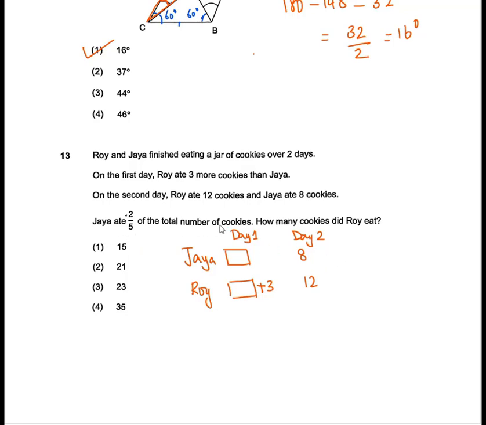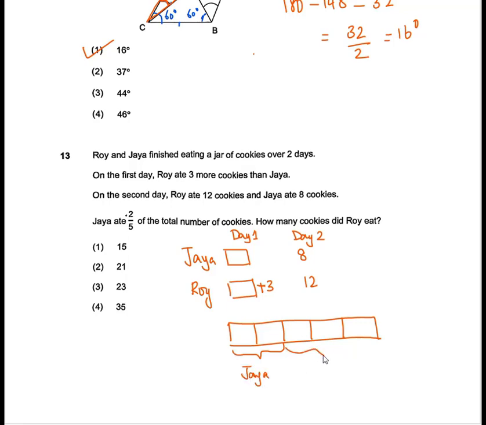Jaya ate 2/5 of the total number of cookies. How many cookies did Roy eat? So if the total number of cookies were to be divided into 5 parts, let's say I draw these 1, 2, 3, 4, 5 parts. Whatever Jaya ate is actually 2/5 of the total number. So this is what was eaten by Jaya.